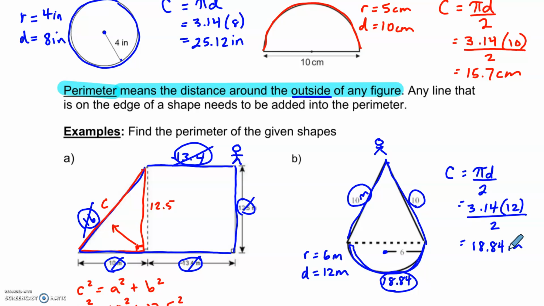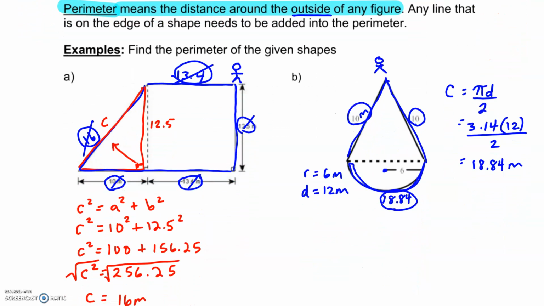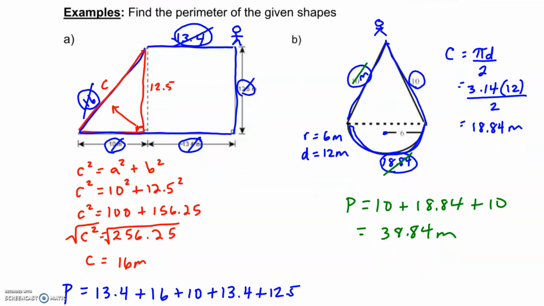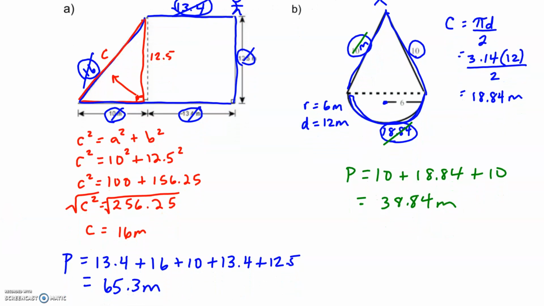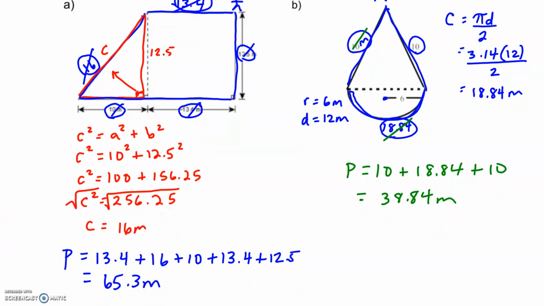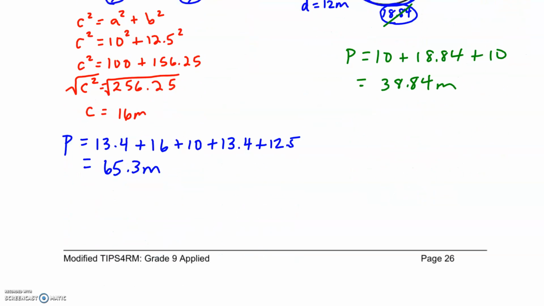All right, we have our 3 sides. We're ready to do our perimeter calculation. So we have perimeter equals 10 plus 18.84 plus 10. Okay, we add it up and we'll get 38.84 meters. So you can see today's questions are very different than our area in that we don't split up the shapes, we're just going around the edge.